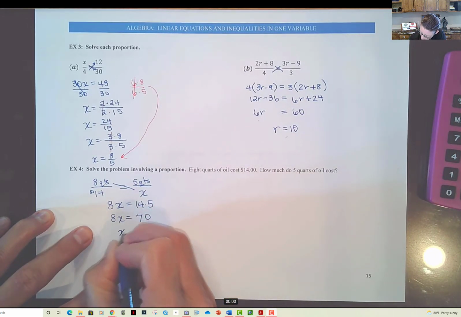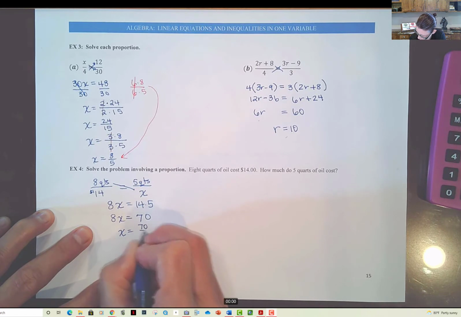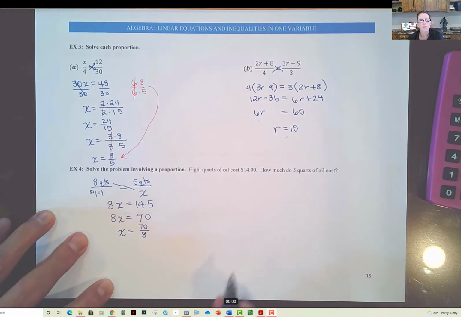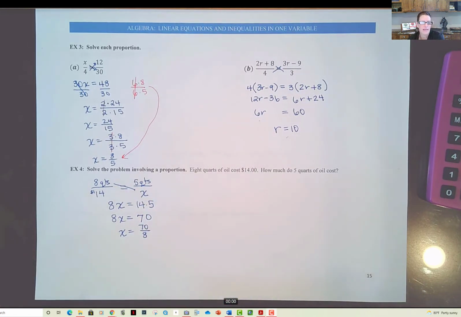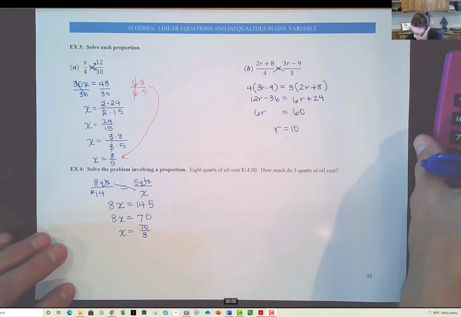And let's divide each side by 8. 70 divided by 8. Now, since this is an application and we're going to find an amount in terms of dollars, it is okay to use your calculator and divide and write this in decimal form. I'm going to do that.